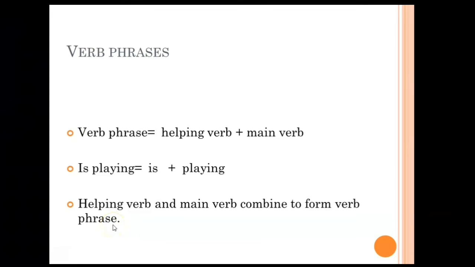So we can say here that when helping verbs and main verbs combine together, we get the form of a verb phrase. So a verb phrase is a helping verb plus main verb. Is playing, for example, is هي helping verb اللي هو المساعد plus playing اللي هي main verb.